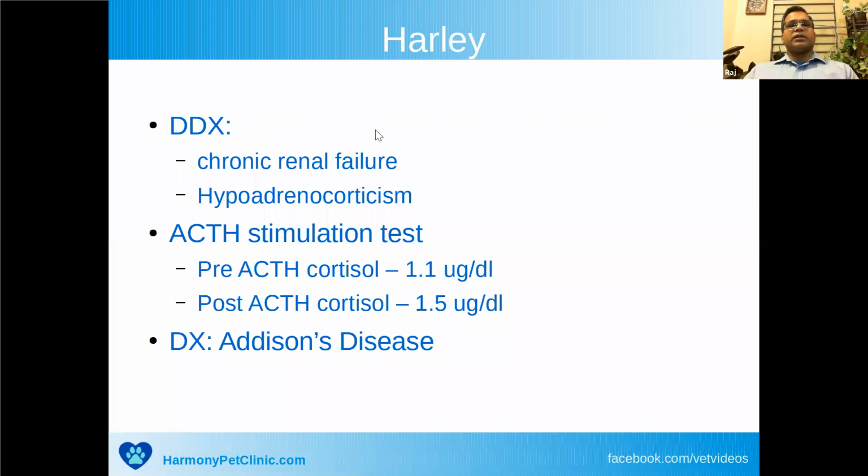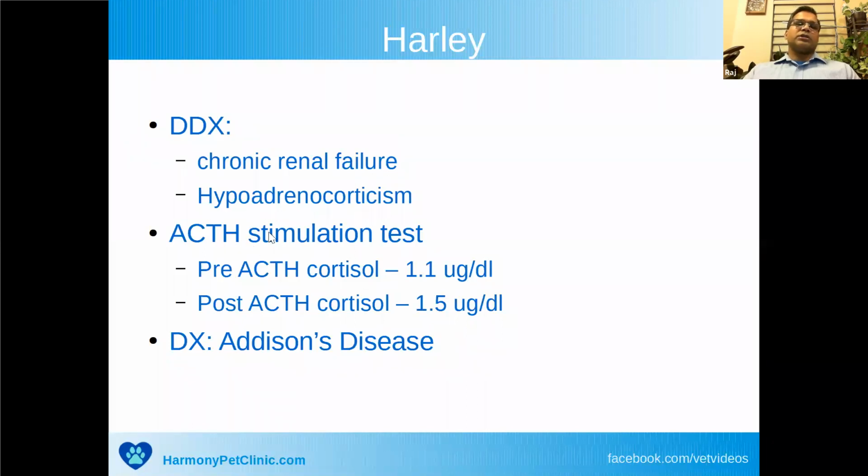So differentials at this stage for Harley are chronic renal failure or hypoadrenocorticism. So an ACTH stimulation test was performed. In ACTH stimulation test, we take a pre-ACTH sample, and then we give corticotropin hormone, which acts on adrenal cortex, and take another sample 1 hour later, which is a post sample.